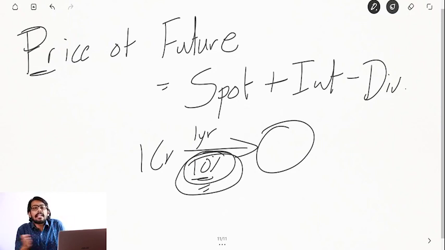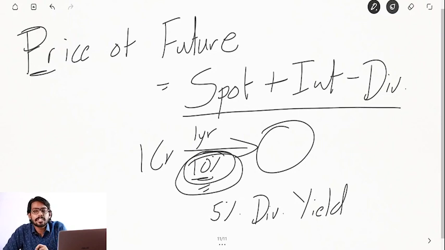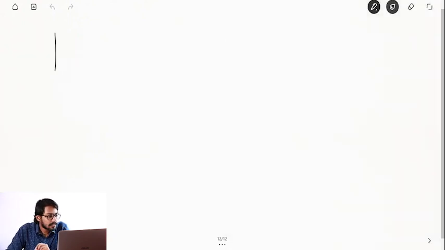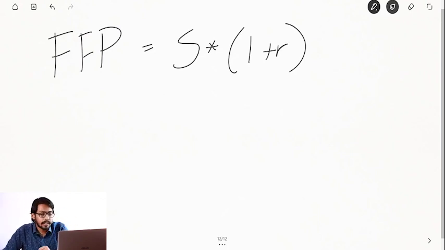Minus, it is expected that during the year this share will give a dividend of say 5%. Dividend yield is say 5%. That has to be reduced. So price of future equals spot price plus interest minus dividend yield. Or you can say in simpler terms, fair future price equals spot price. Instead of adding interest, we normally multiply by 1 plus r raised to the periodicity. 10% means into 1.1, we normally do it.